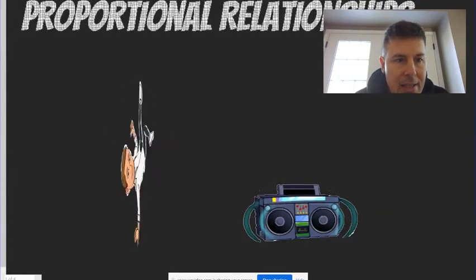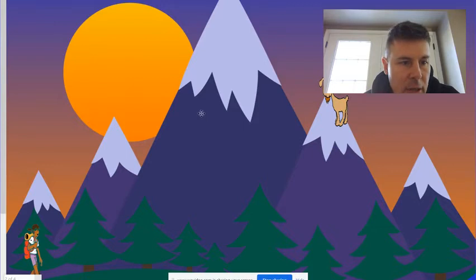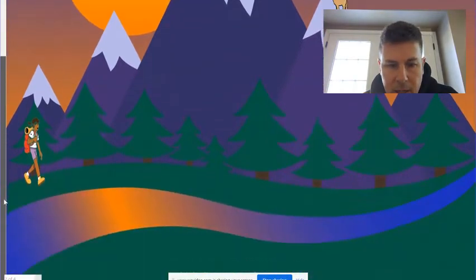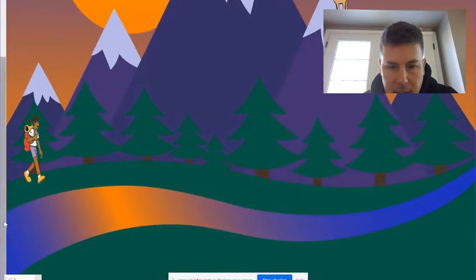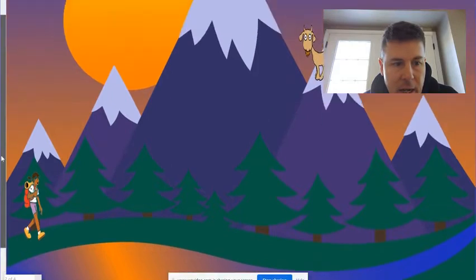We're going to use that today in this quick math lesson to talk about this setting here with our hiker and our little mountain goat friend, and get some information about this hike that this person is going to go on. So we're going to let this person start hiking here and gain some knowledge as they're hiking.